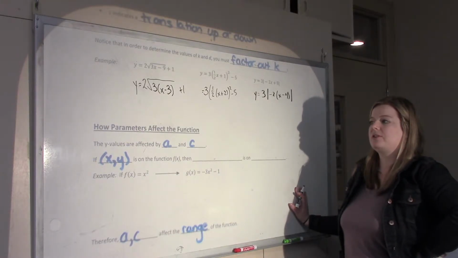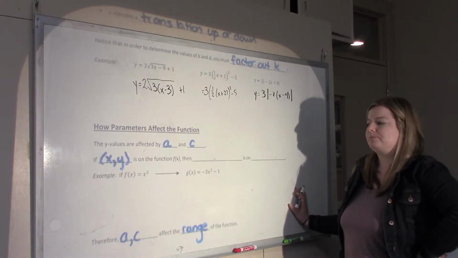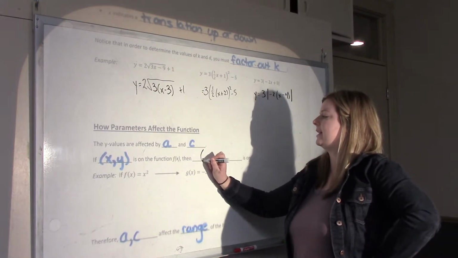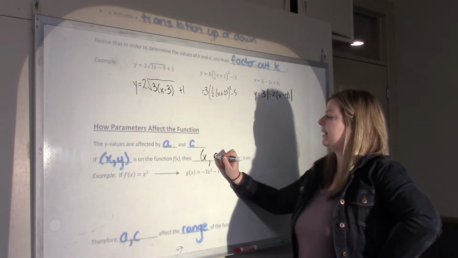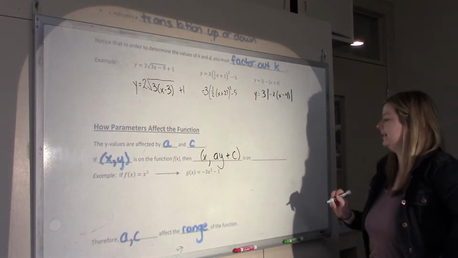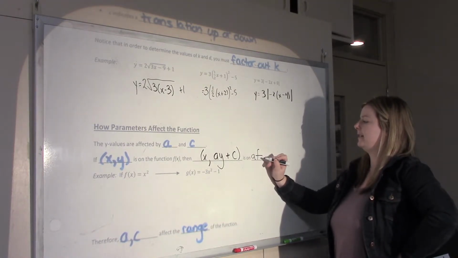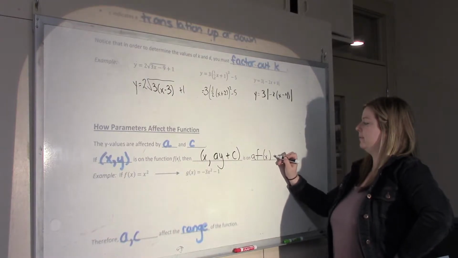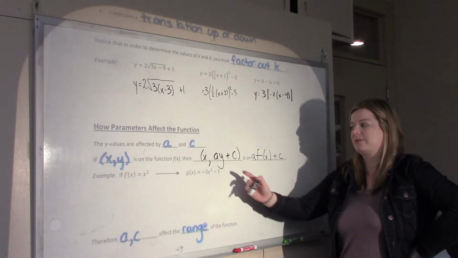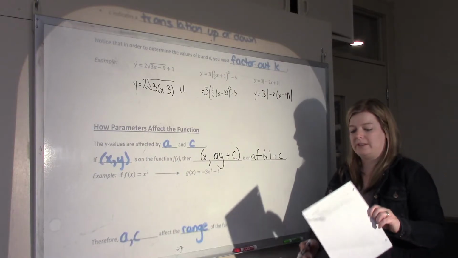So parameters affect the function both vertically and horizontally, so it's helpful to separate the vertical changes from the horizontal. So the y values are affected by a and c, again the values outside of the function. So if x, y is on the function, then the point x, comma, a y plus c is on the function a times f at x plus c. Basically all the y values are first multiplied by a, and then you just add c. That's how you go from one to the other.